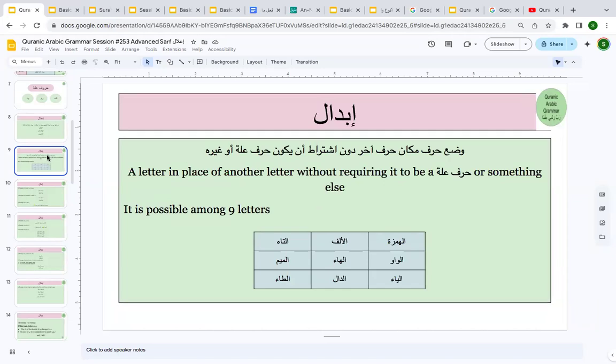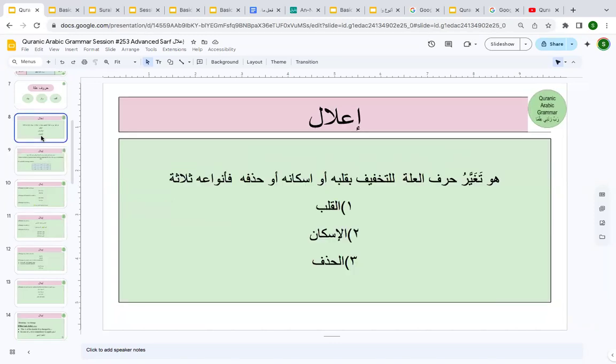So if you sometimes say there is an ibdal here where you notice waw is changing into alif, yes, it is correct. But to be very precise, you can just use the term i'lal. And how does this happen? This is what we are going to learn today.